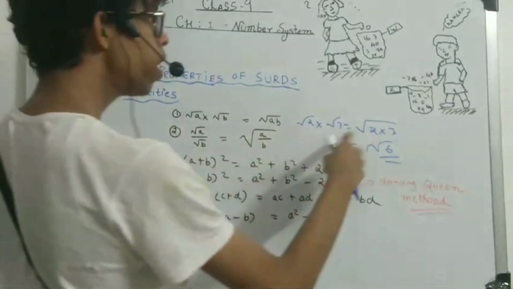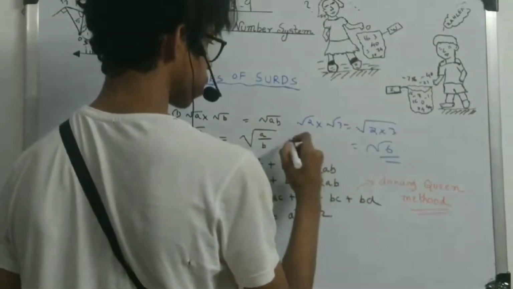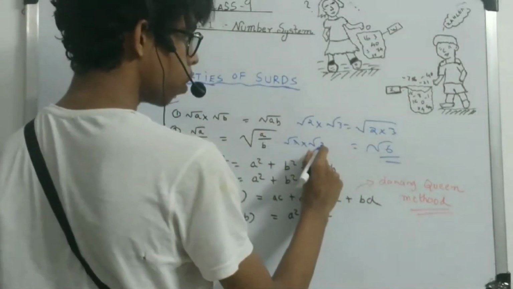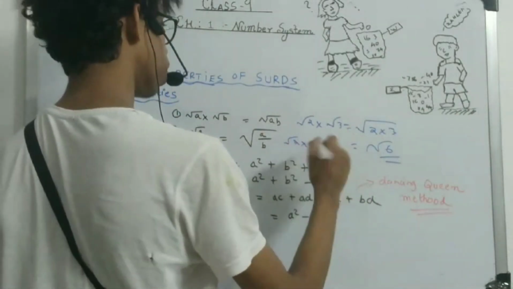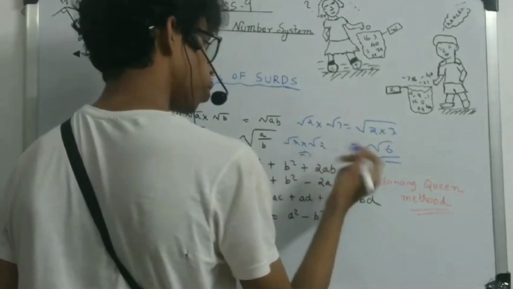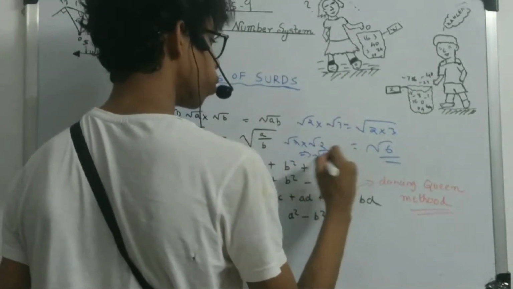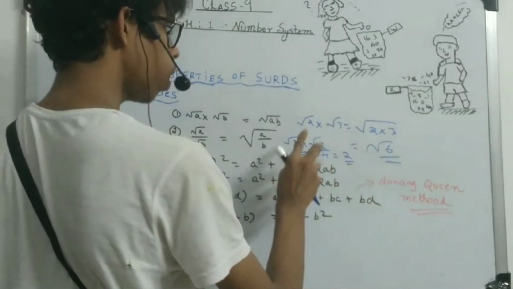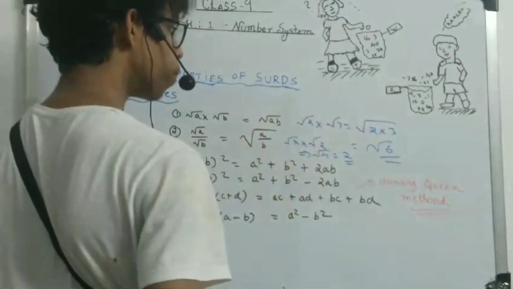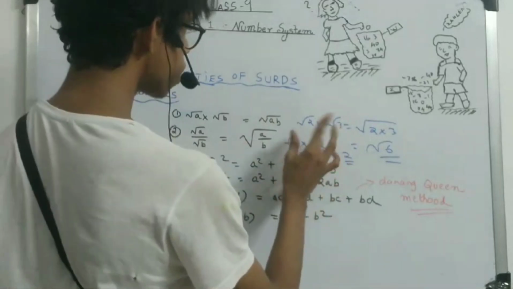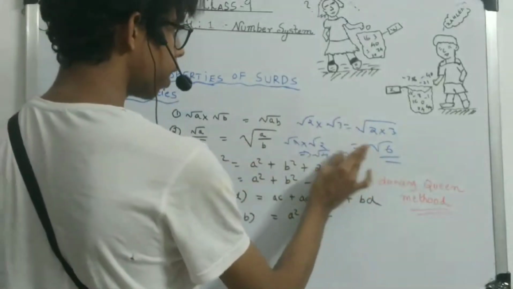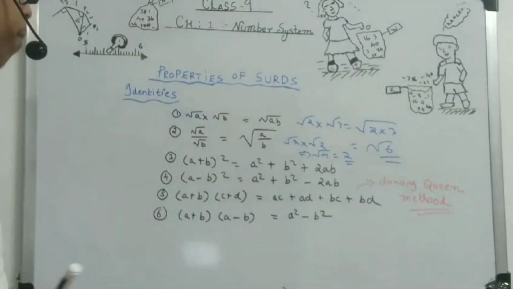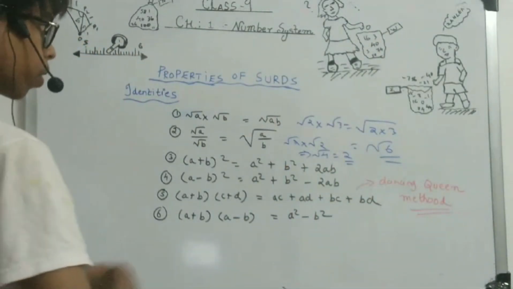Both of them are different, we can always multiply them, right? But if it is root 2 into root 2, if both of them are the same, when you multiply you will get root 4, and you know root 4 is what? 2. Instead of doing all these steps, if it is two similar numbers that we are multiplying, just write whatever is inside this root as the answer. Okay, I hope I am clear. This is the first identity.